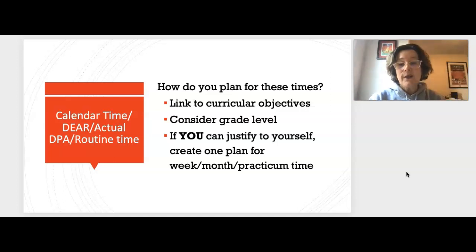We want you to consider the grade level. So what does a K calendar time look like versus a grade 2 calendar time? Because they shouldn't be exactly the same. And they should be aimed at grade 2 curricular objectives.